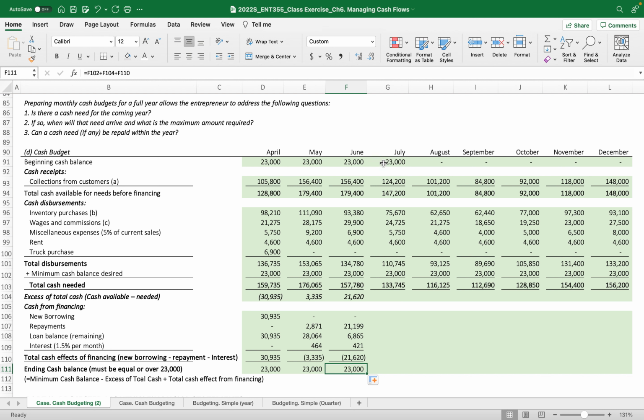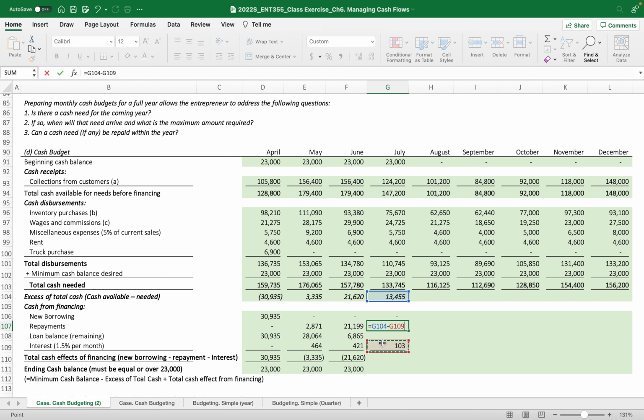And then it's converted to the beginning balance of July. And then let's go to July, 13,455. Wow, we still made operating cash inflow, right? And then do we need a new loan? No, it's 0. And then we need to repay, but again, we always need to calculate this interest from the remaining balance. And then let's repay. How much do we pay out? This minus this. Then we repaid more, right?